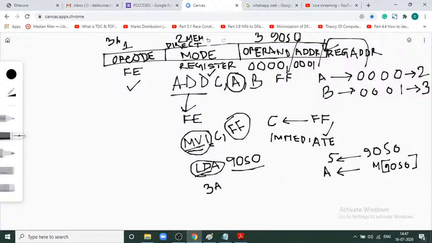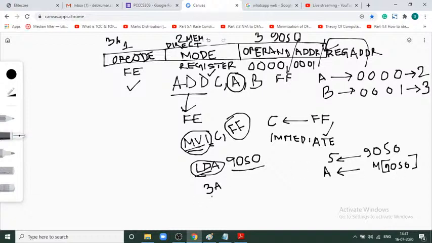Okay, next is LDA 9050. LD means load, A for accumulator, and 9050 is the address. That means from address 9050 we are transmitting the data, which is 5, to which register? We are loading this data 5 to the A register. M within third bracket 9050 means we are transmitting the content of M. M stands for memory. 9050 is a memory address, hence we are denoting it in this way.